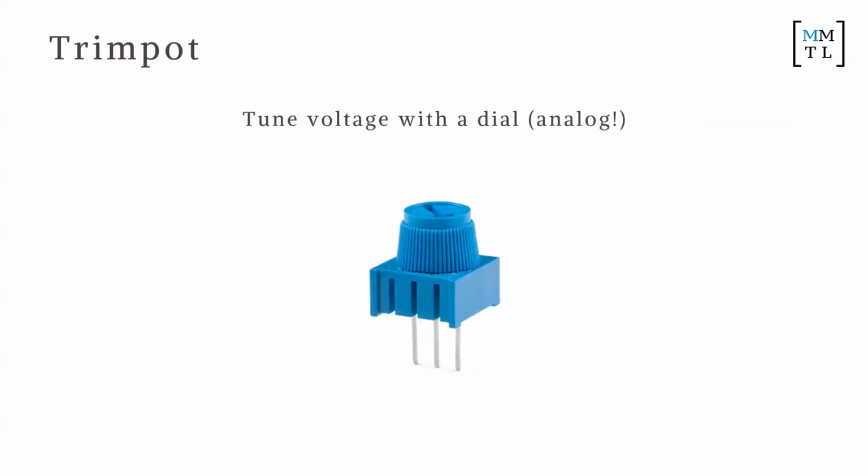Now, we're going to be playing around later with what's called a potentiometer or a pot, right? This particular one is called a trim pot, but it's basically allowing you to tune voltage. So it turns the voltage into an analog value.